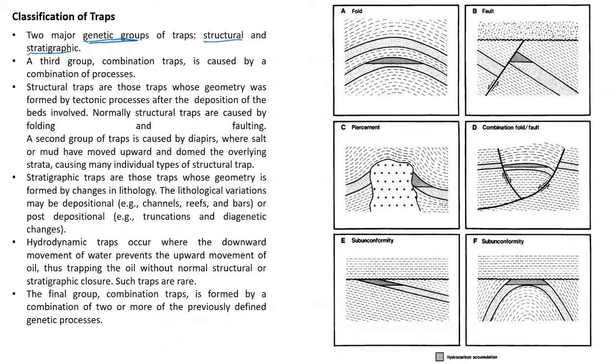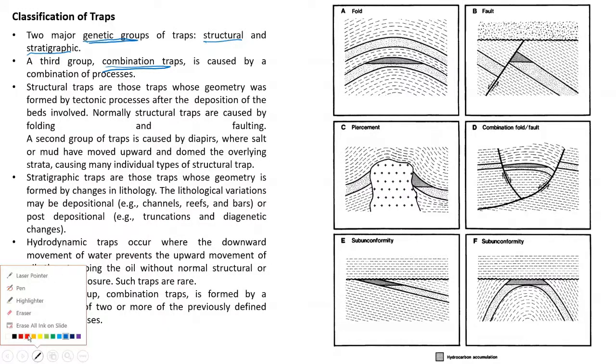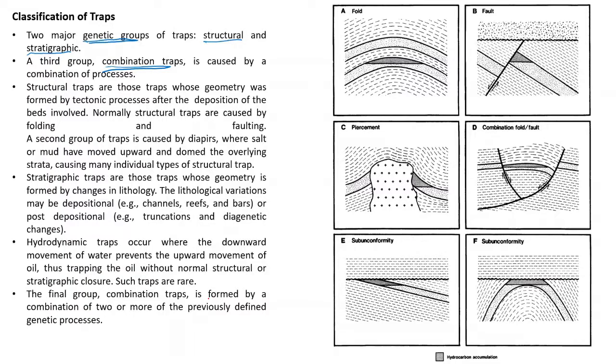Then the third group is called the combination trap. It is the combination of both of these, whether it is a structural trap or a stratigraphic trap. So as the name suggests, structural traps are those traps whose geometry was formed by tectonic processes after the deposition of the beds involved. It means it is a post-depositional feature. Once the rocks are laid down, they get lithified, they turn into rock and then they get folded. So the structural traps are caused by folding and faulting. This is the most common type of trap.